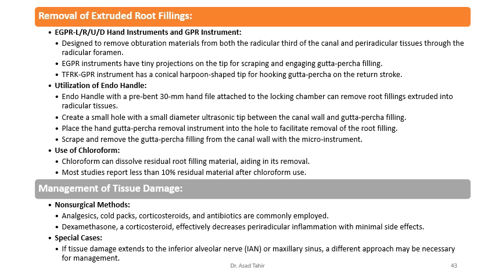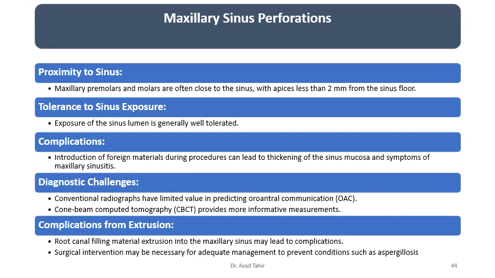Special cases: if tissue damage extends to the inferior alveolar nerve, IAN, or maxillary sinus, a different approach may be necessary for management. Maxillary sinus perforations. Proximity to sinus: maxillary premolars and molars are often close to the sinus, with apices less than 2 mm from the sinus floor. Tolerance to sinus exposure: exposure of the sinus lumen is generally well tolerated. Complications: introduction of foreign materials during procedures can lead to thickening of the sinus mucosa and symptoms of maxillary sinusitis.